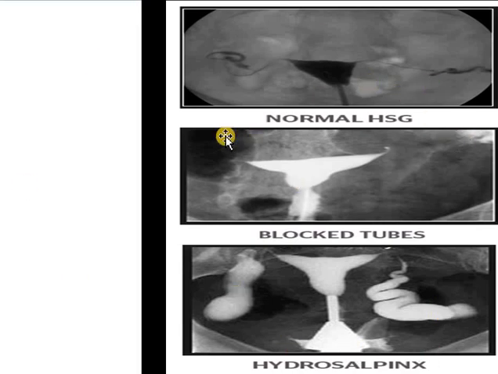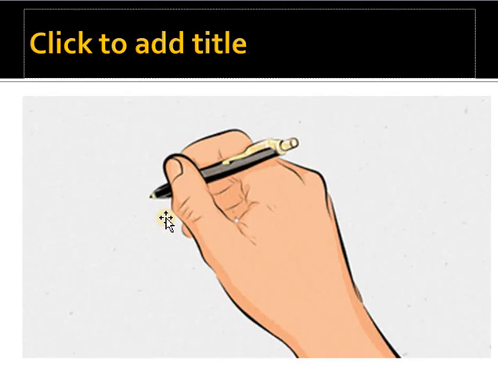Okay, now these are the images, a short review of what we have seen till now: a normal report, with the uterus normal and both the tubes open. Then a blocked tube, bilateral tube blockage. Then if only the abdominal ostia are blocked bilaterally, then hydrosalpinx. Okay, so this was all about the lecture. Thank you.